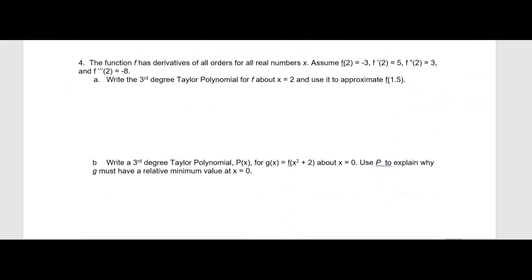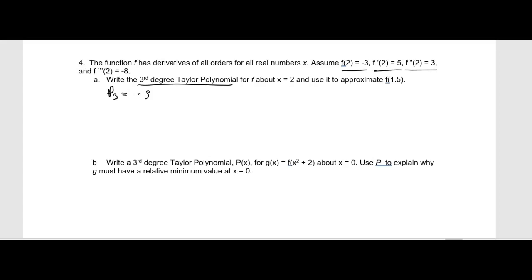Number 4. Function f has a derivative of all orders for all real numbers of x. Then you're flat out given these values. So for part A, both of these parts should be pretty simple. Third degree Taylor polynomial. So p sub 3 would equal, and these are all the values that we would know in order to write this out.